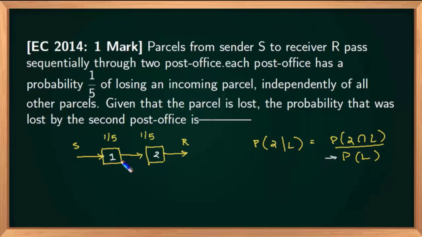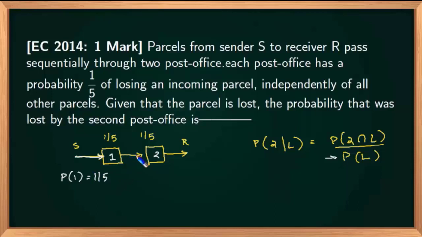So this is post office 1 and this is post office 2. A sender sends it. Until this moment, there is no chance for me to lose the parcel, so it will definitely reach post office 1. And from post office 1, I lose it with a probability of 1/5.